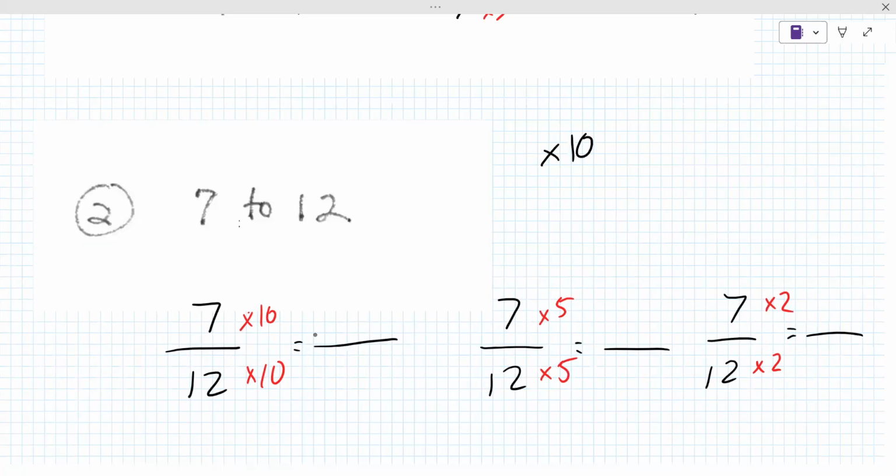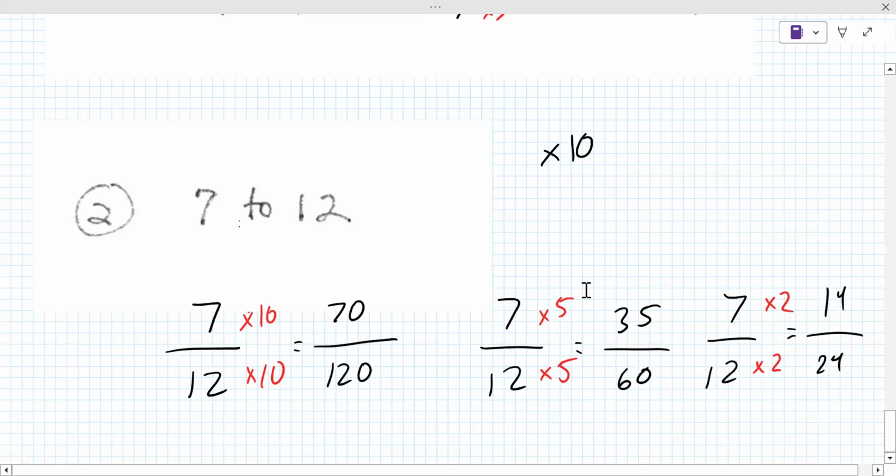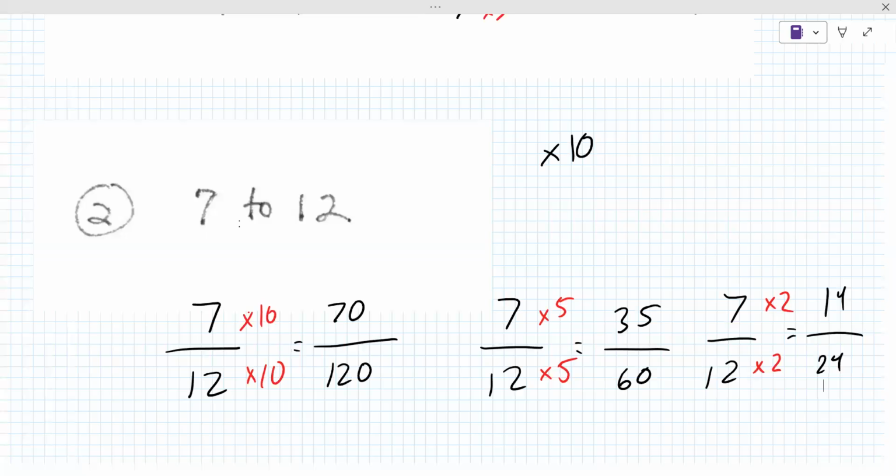Let me know when you got some values here. So I have 70 over 120 for 10. Good. 35 over 60 for 5. Good. And 14 over 24 for 2. I heard 29. Maybe. Sorry, yeah. It looks good. Yeah, okay, 24. There we go.